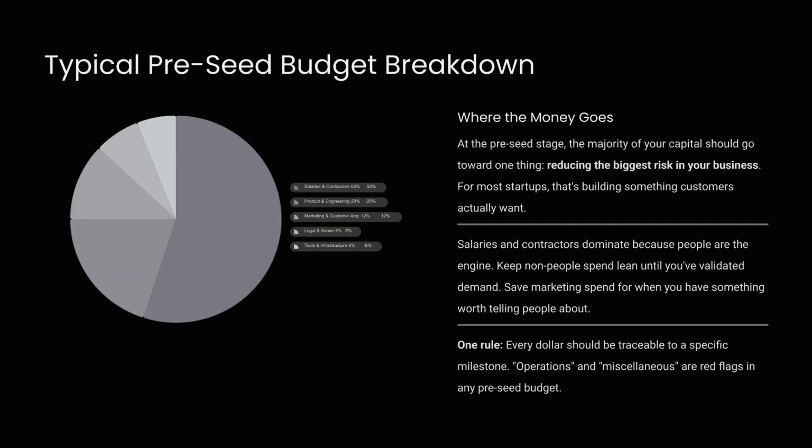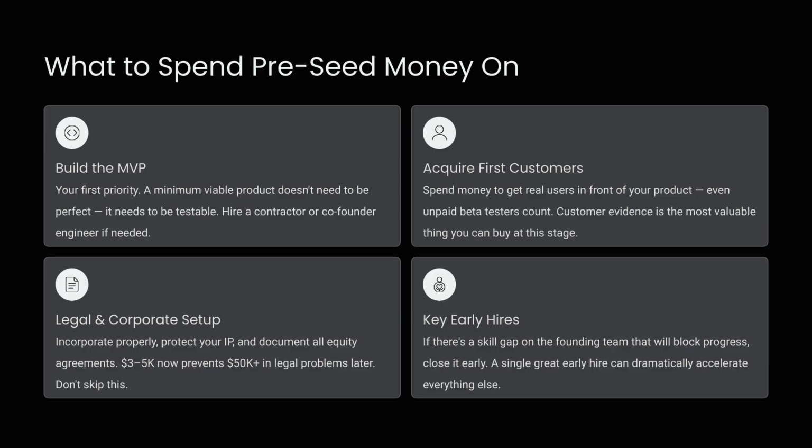Most pre-seed capital should be used to reduce your biggest business risk, typically building a desirable product. The majority of the budget goes to salaries and contractors. Keep non-personnel spending lean and ensure every dollar is traceable to a specific milestone.